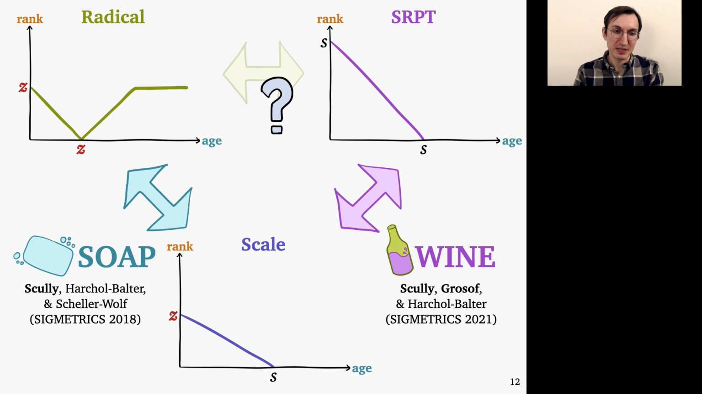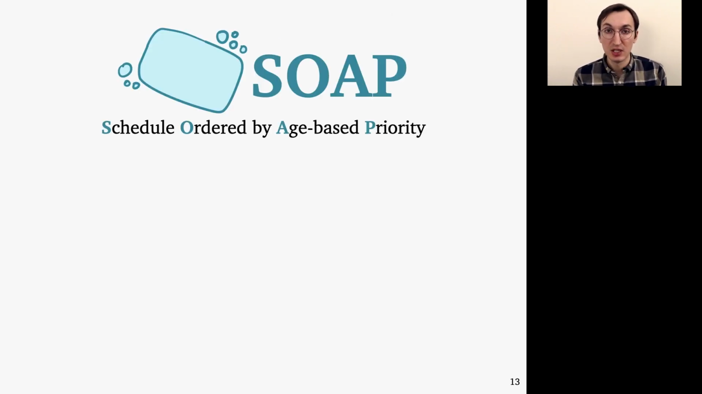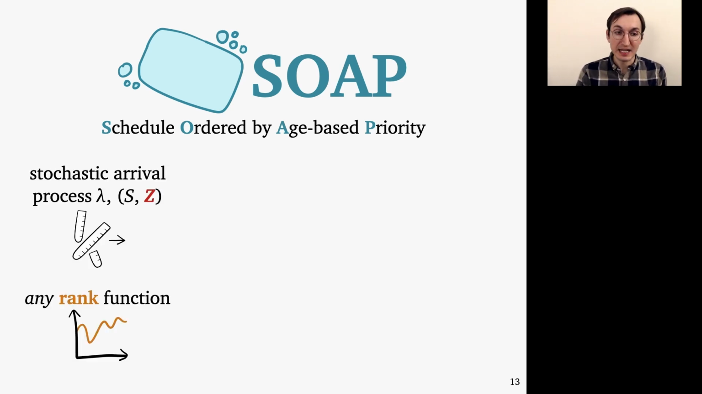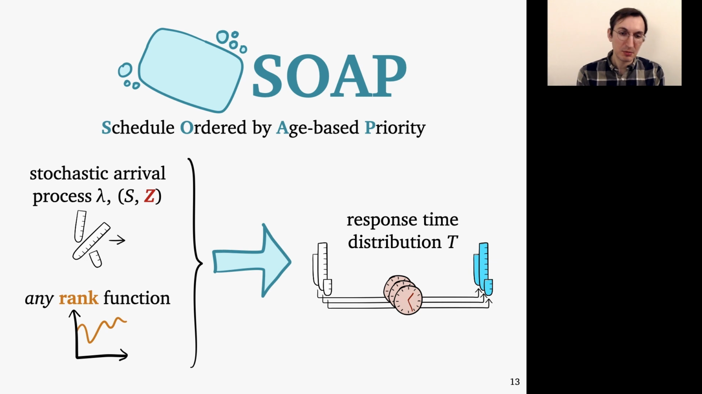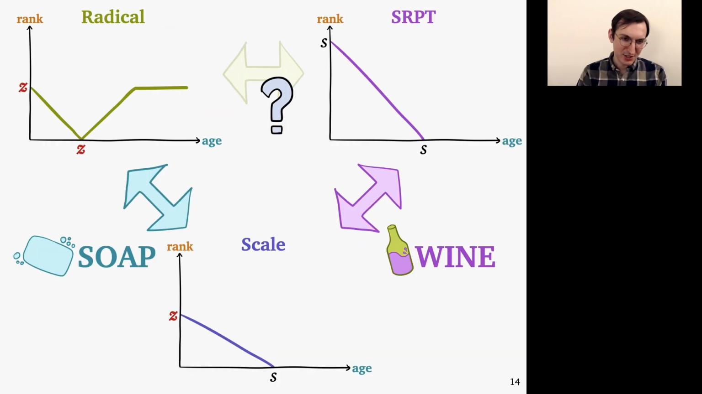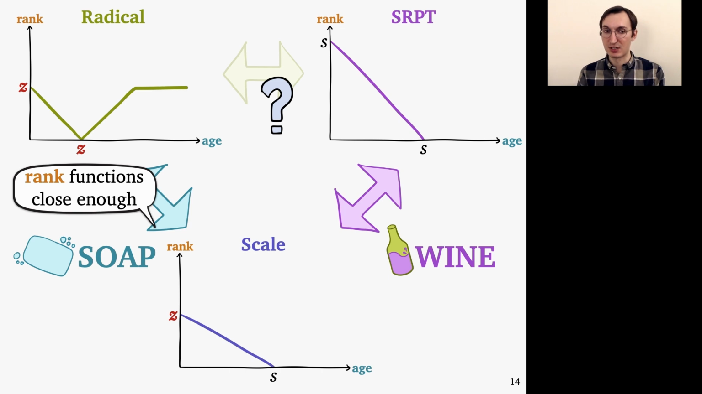Okay, so let's start with how we compare Radical to Scale using this tool SOAP. SOAP stands for Schedule Ordered by Age-Based Priority. What SOAP does is it takes basically any stochastic arrival process and any rank function and yields the response time distribution. It's a sort of complicated formula. The formula for mean response time is a little bit simpler, but still pretty complicated, so I'm going to defer the details to the paper. But the basic version is that because the Radical and Scale rank functions are close enough to each other, and in particular because they both have initial rank Z and never exceed that initial rank Z, the policies are close enough that SOAP yields similar enough mean response times for them. So that's how we do that first comparison.